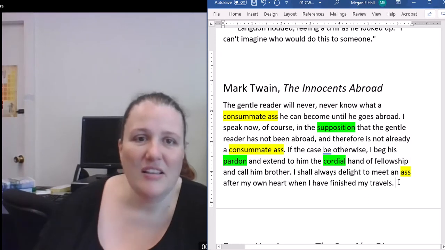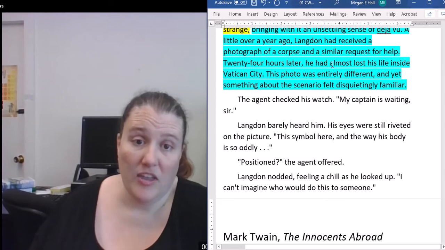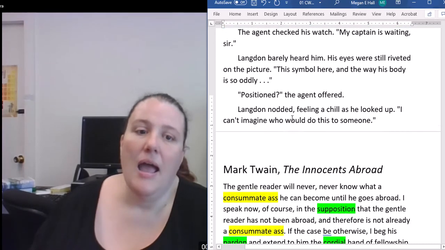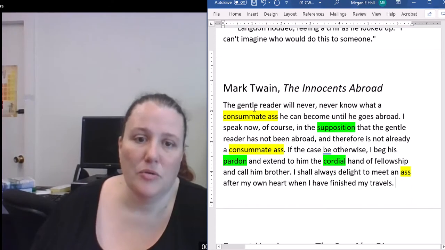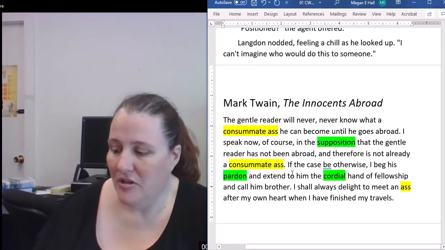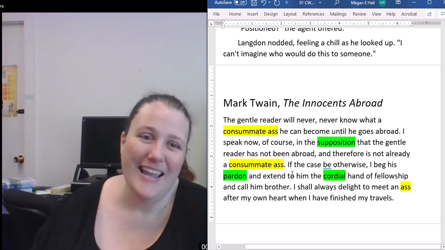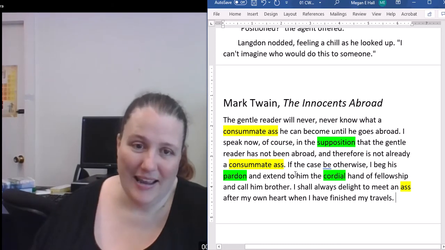So yeah, stylistically quite a bit different from this, right? Here we're concerned more with the action and moving the plot along, and here we're taking time to set the tone, set the mood for the reader, to let them know that we're going to be making fun of these people who are traveling abroad and that they can join in the fun.